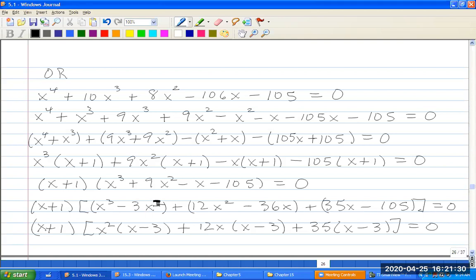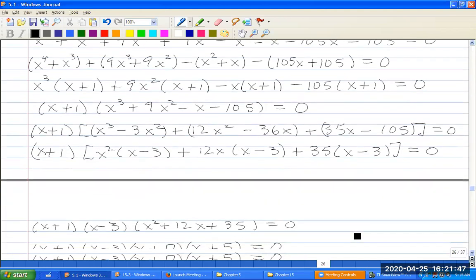So now let's factor out what's in common here. X squared, what remains is x minus 3. Factor out what's in common here. 12x, what remains is x minus 3. Factor out what's in common here. 35, what remains is x minus 3. So now factor what's in common, x minus 3. What remains is x squared plus 12x plus 35.